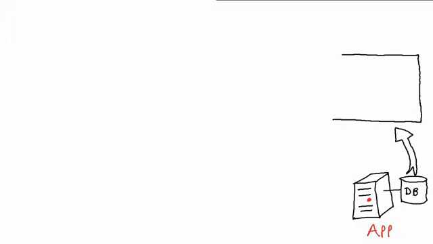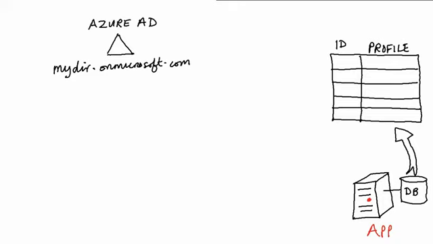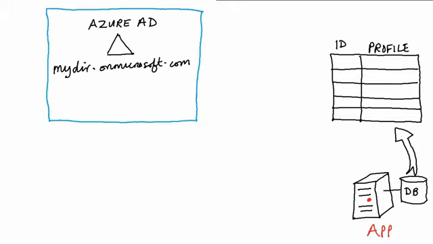It might also have a database that contains profile information such as the user's expense history. No usernames or passwords are stored here though, only application data. The Azure AD, in this case mydir.onmicrosoft.com, holds the user's ID and password. It exposes the authentication and graph API endpoints.